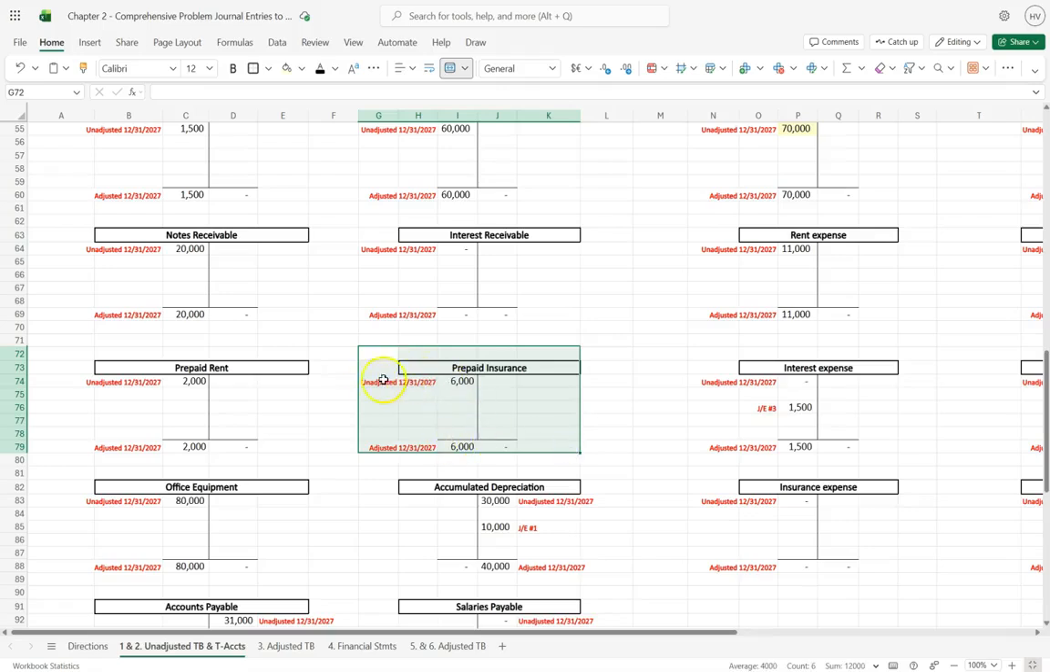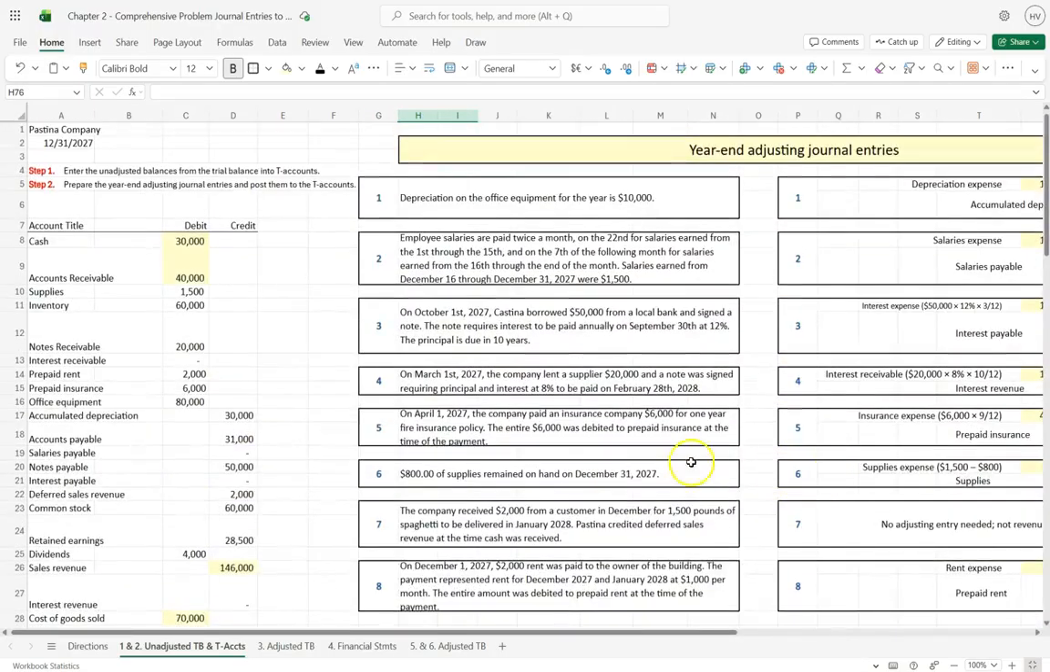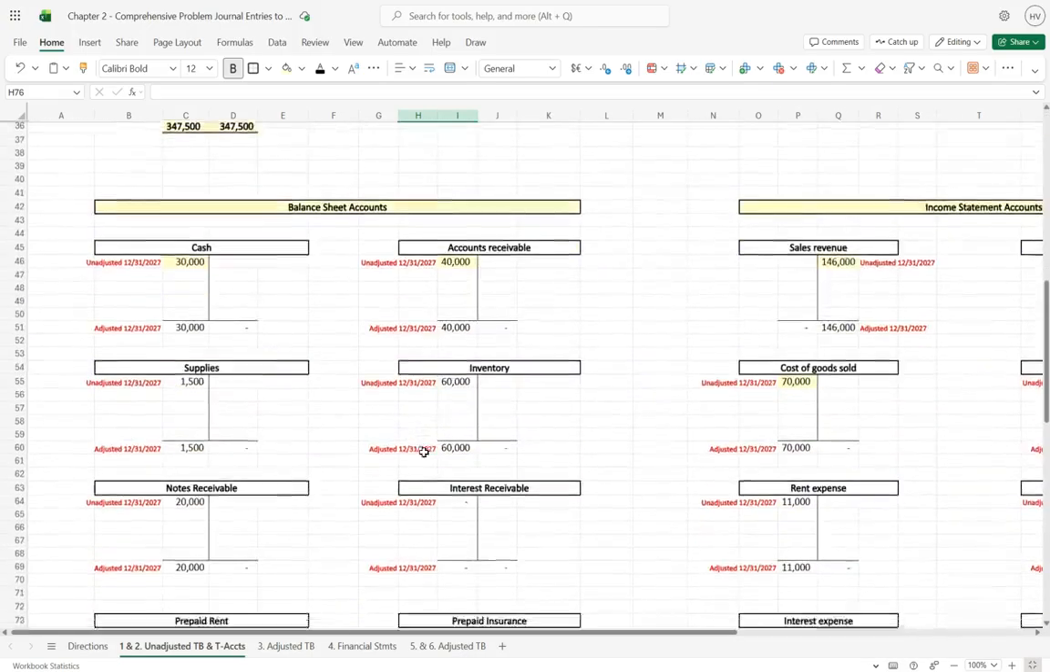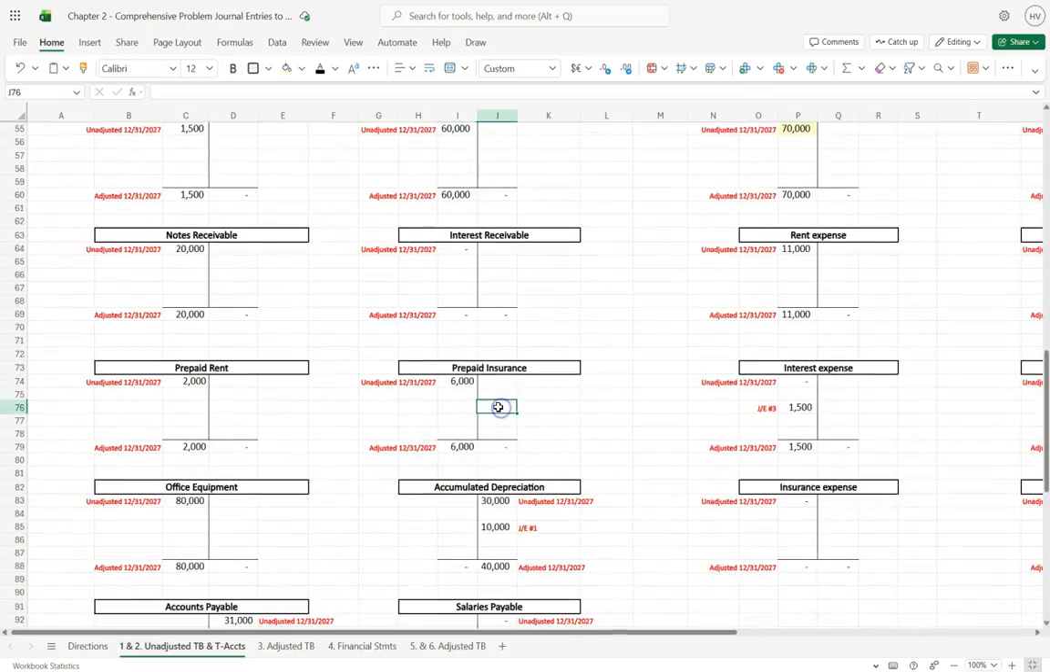And look, we have an unadjusted balance of $6,000, and we're actually missing the journal entry, right? Because what number journal entry is this? The prepaid, it was journal entry number 5 for $4,500. So we should have a credit of $4,500 for journal entry number 5. And that's what I would label it as.